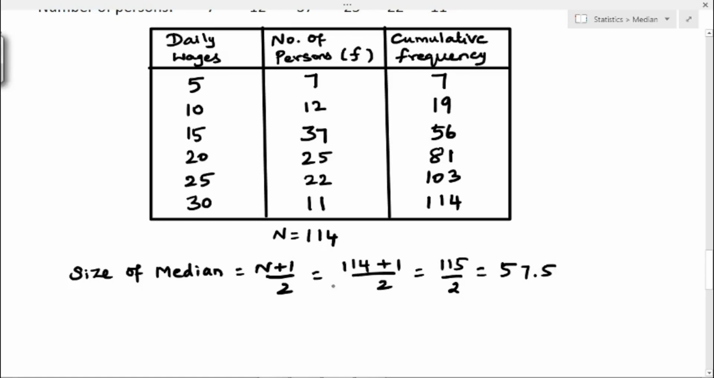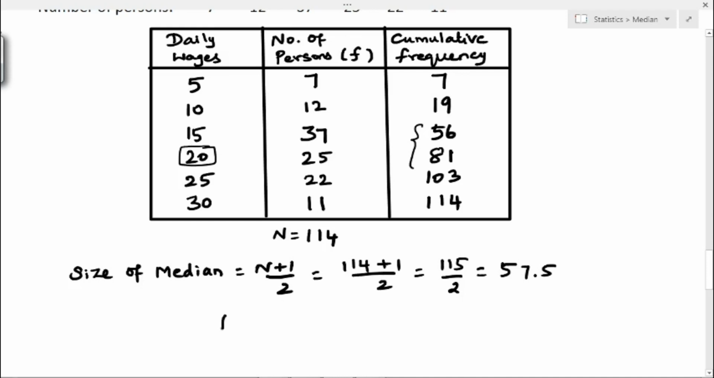Now we have to check whether this 57.5 lies in the cumulative frequency or not. Here we don't have 57.5, but it lies in between 56 and 81. So the size of the median lies in between these two values, 56 and 81. Now you have to consider the higher value among these two, which is 81. The corresponding daily wage, that is the x value, is the median value.